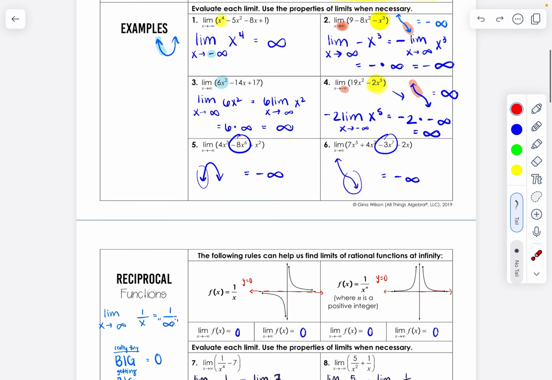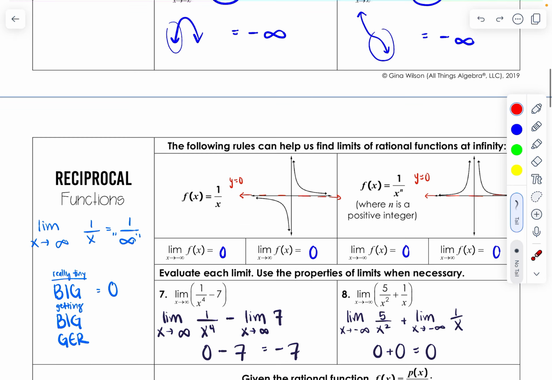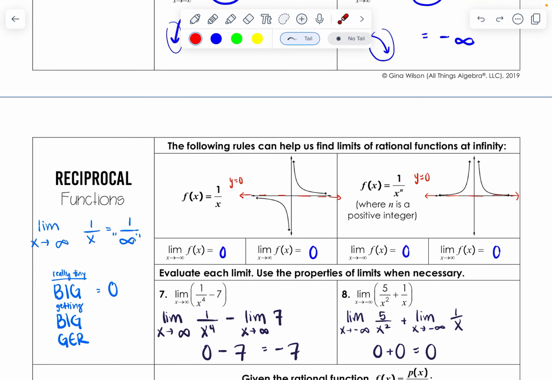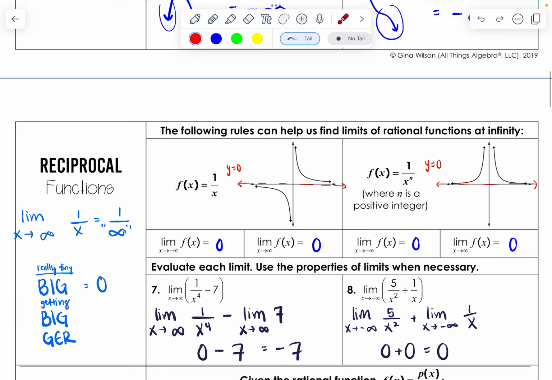Okay, so the next function we need to learn about is something called the reciprocal function. So this is not something we have graphed before, so you want to make sure you're looking at those. But the reciprocal function is 1 over x, or 1 over x to the nth.